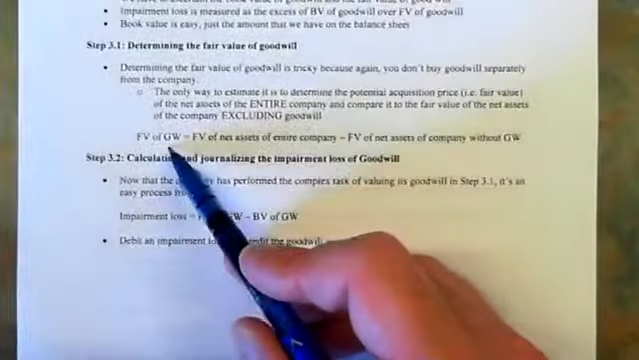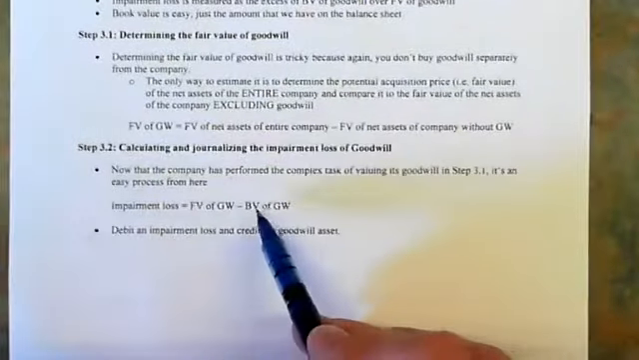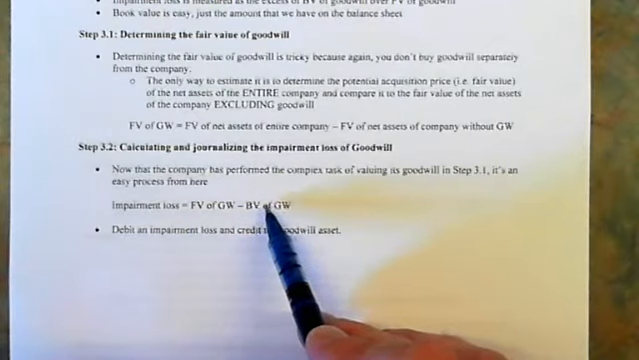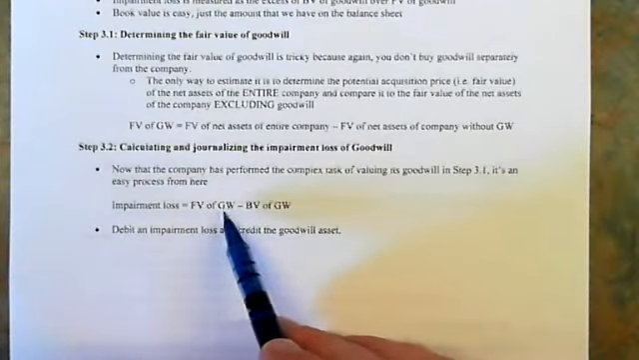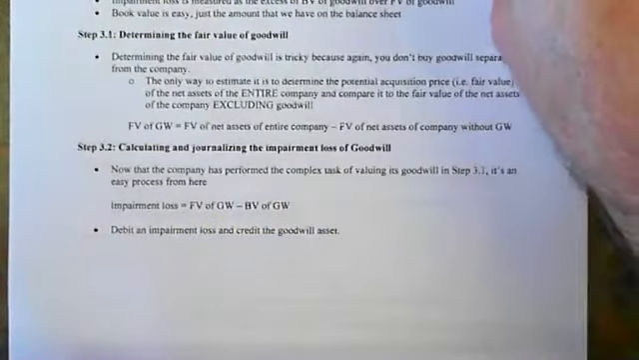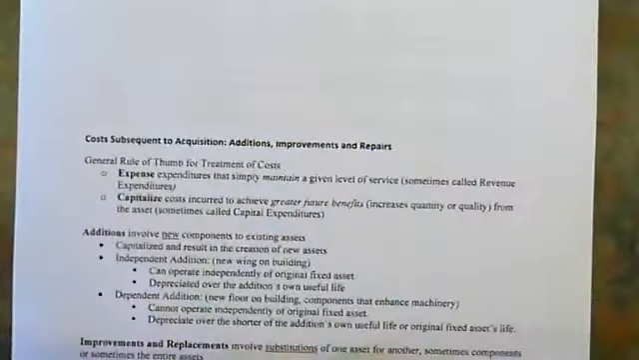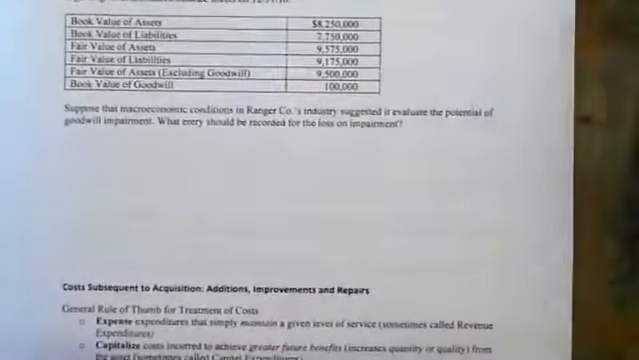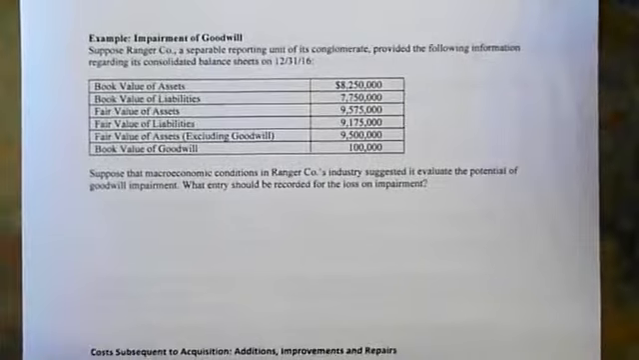After I have a fair value of goodwill, I can then look at the difference between the two, the fair value of goodwill versus the book value, and then record a loss to bring the book value down to the fair value. It is a very step-by-step process, and make sure that you work a lot of problems with this, because this is typically where my students have issues.